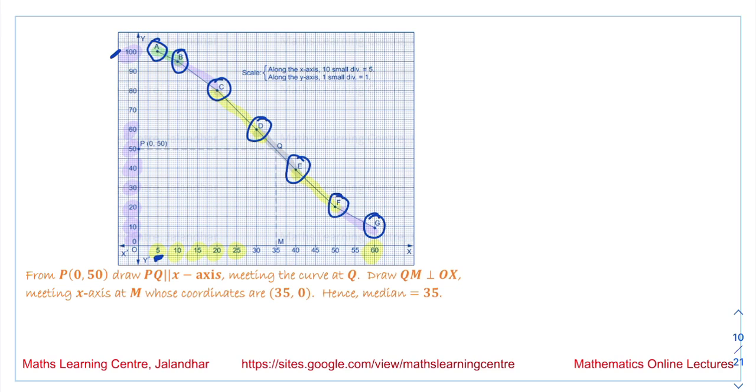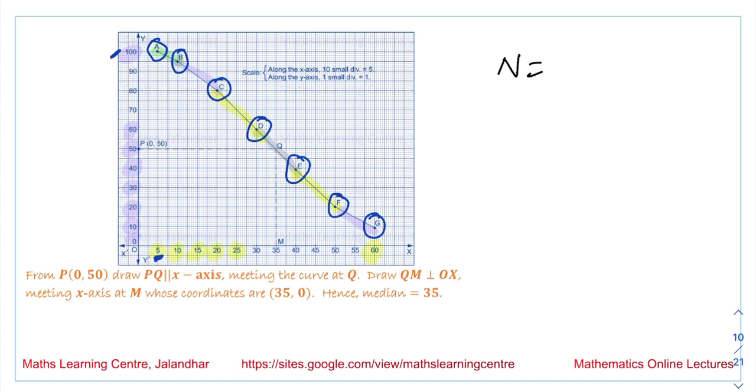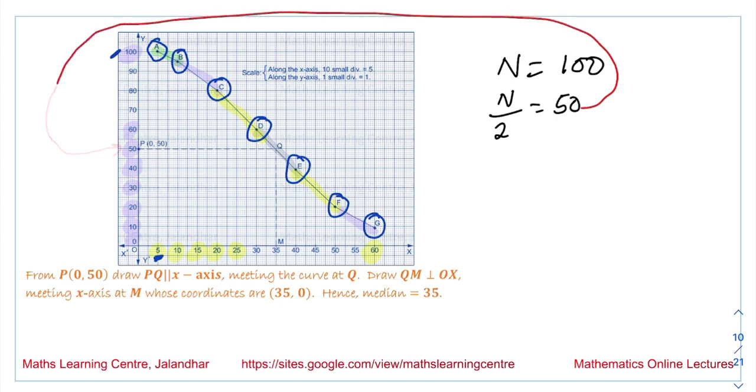Now the next thing we have to calculate is the median. The value of n, the total number of values that we have, is equal to 100. The last cumulative frequency, or the sum of all the frequencies, is n. So the value of n by 2 is 50. We locate this point 50 on the y-axis, it is over here. We name this point 0, 50. This is the point P.